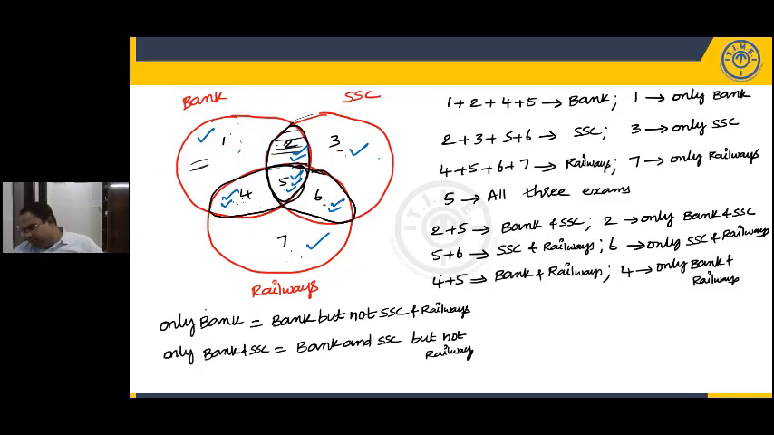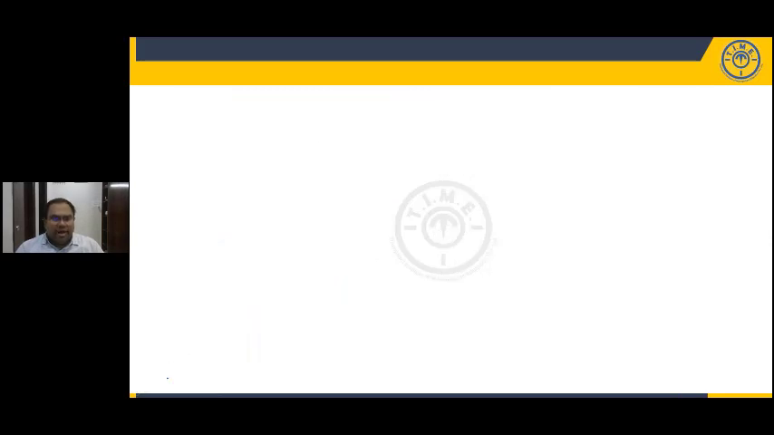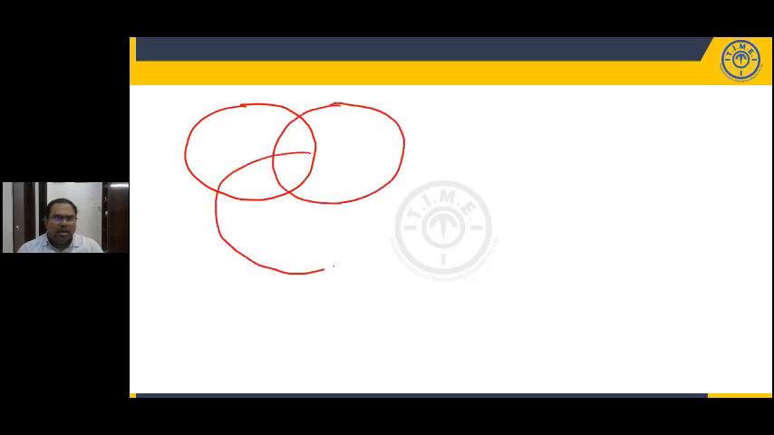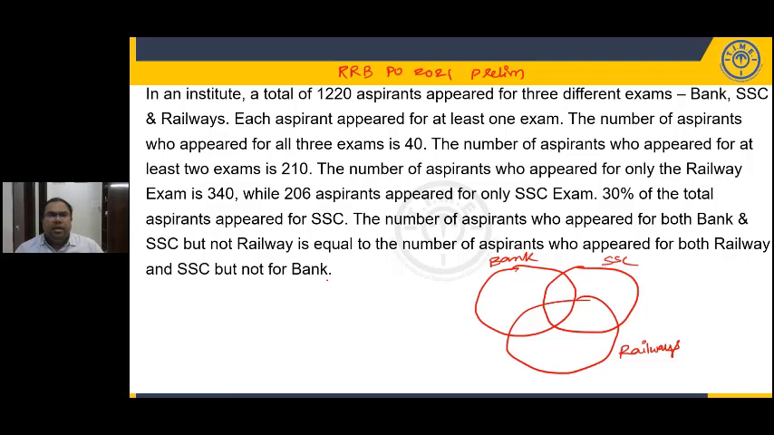We'll take up the set now. Right. Let me have explained the regions. Let me erase this. Now we have bank, SSC, railways. Bank, SSC, railways. Okay, let us read the data now.